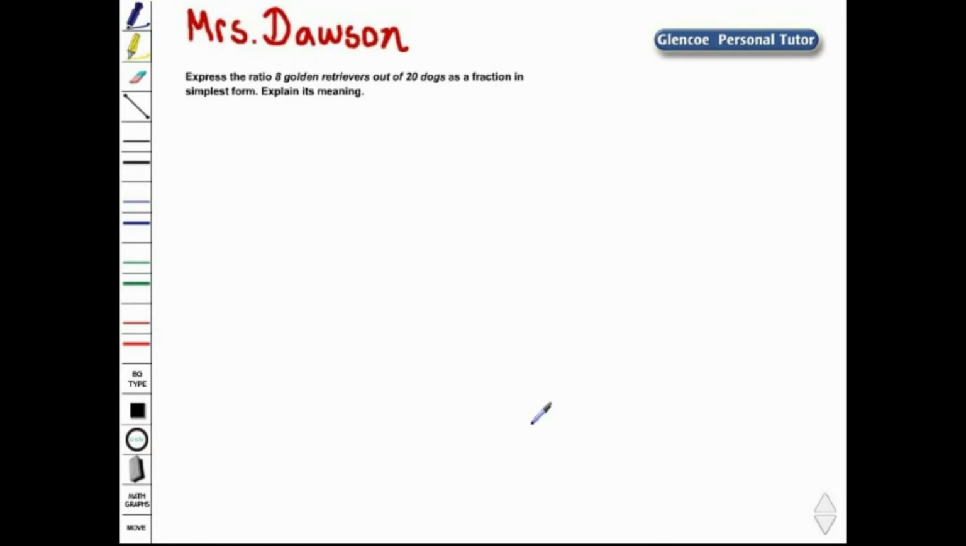This is Mrs. Dawson. The following is an example on writing ratios in simplest form. Express the ratio 8 golden retrievers out of 20 dogs as a fraction in simplest form. Explain its meaning.